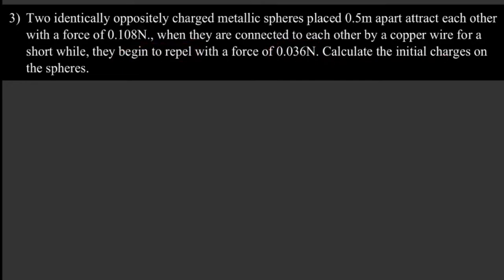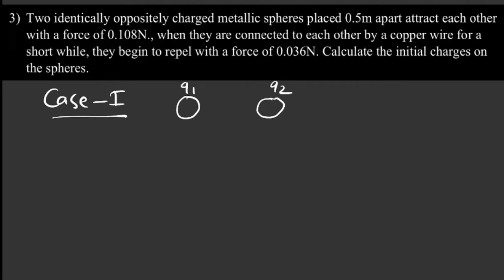So what is there? Two situations are there, case 1 and case 2. Now let us consider the first situation, case 1. In case 1, we have two spheres. They are charged equally, still we consider Q1, Q2. They have same magnitude but opposite polarity. And the distance between them is 0.5 meter.